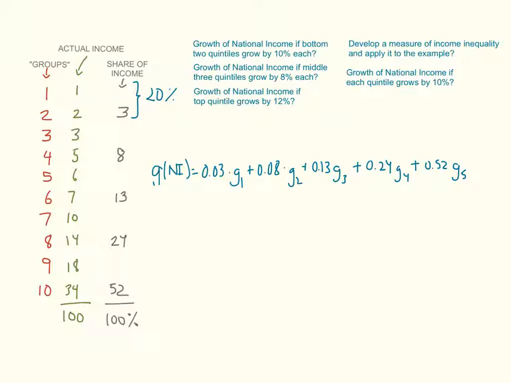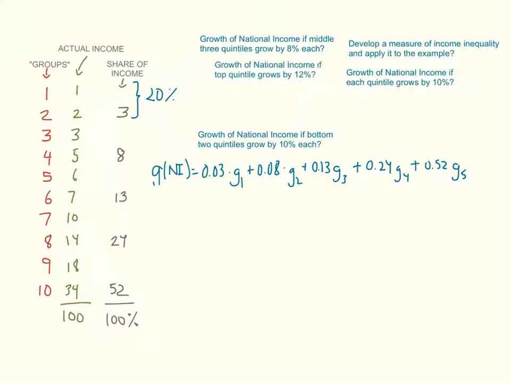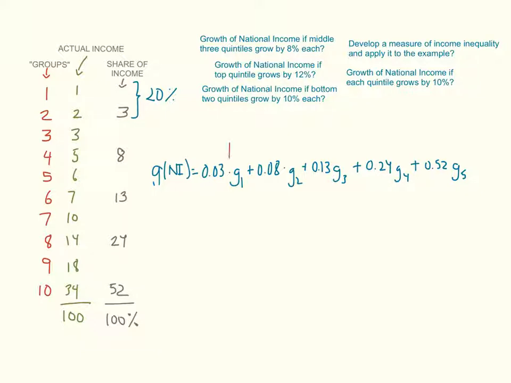Here we still have the same equation, but let's look at this question. What happens if the bottom 2 quintiles grow by 10% each? We have scarce resources, so all we can do is have the bottom 20% and the second 20% grow at 10%, but everybody else grows at 0.